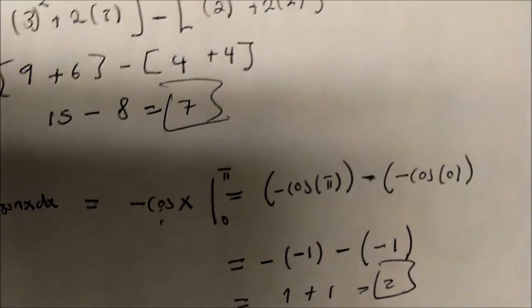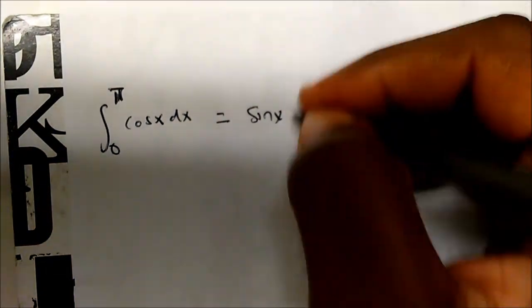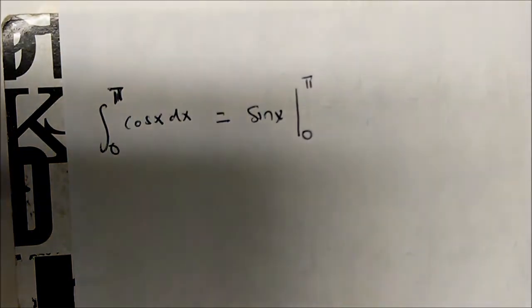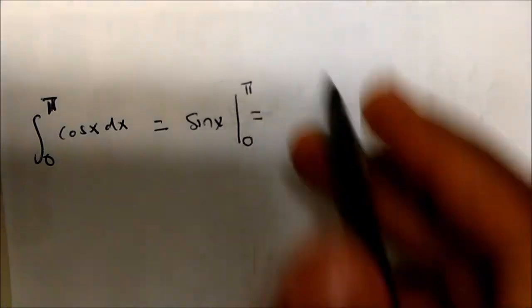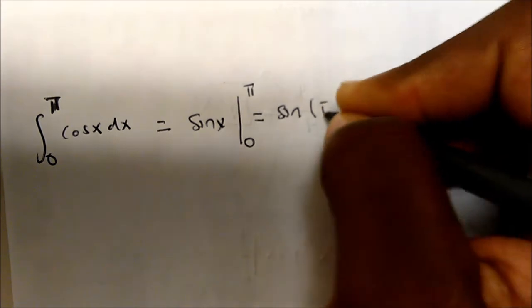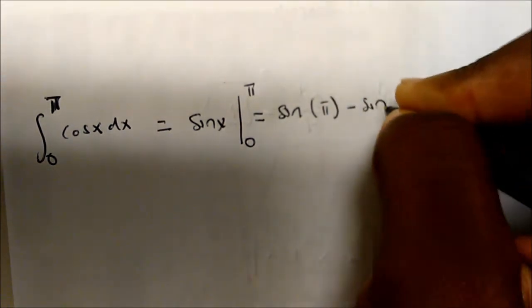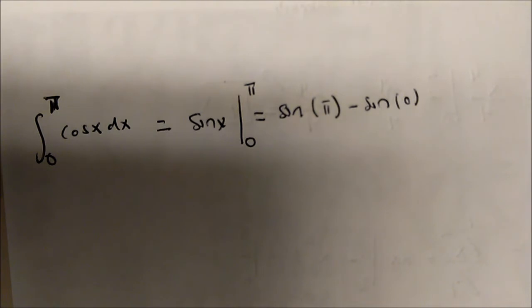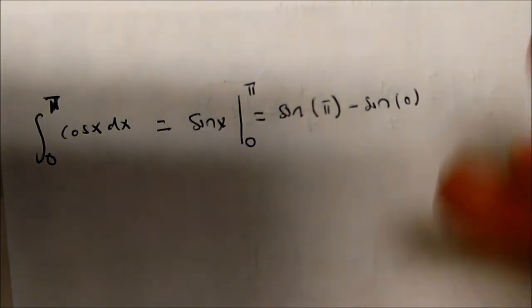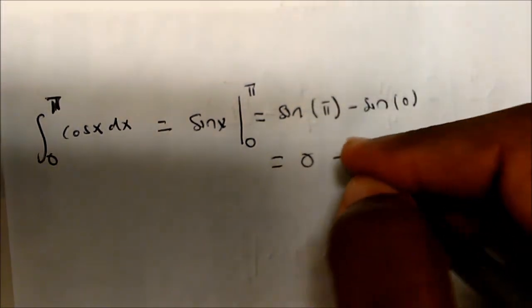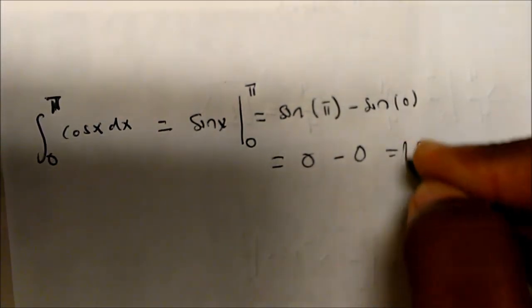Let's look at another one. The integral from 0 to pi of cosine of x dx. Well, the antiderivative of cosine of x is just sine of x, and that will be evaluated from 0 to pi. Now I could just plug in my values, right? So sine of pi minus sine of 0. Well, sine of pi is just 0. Sine of 0 is just 0. So the integral would just be 0.